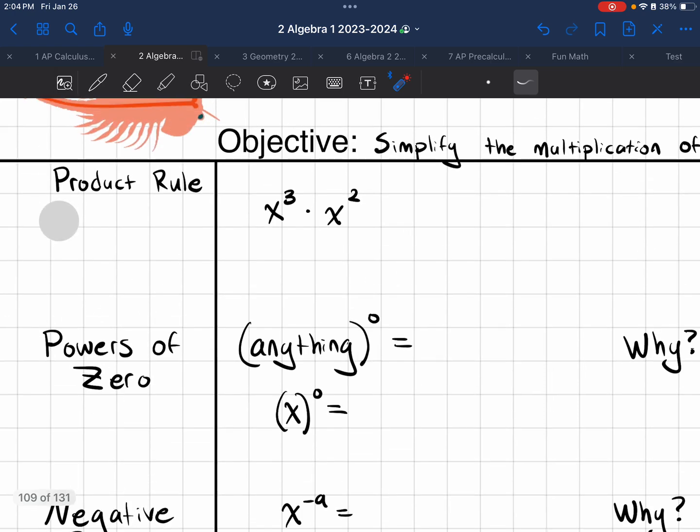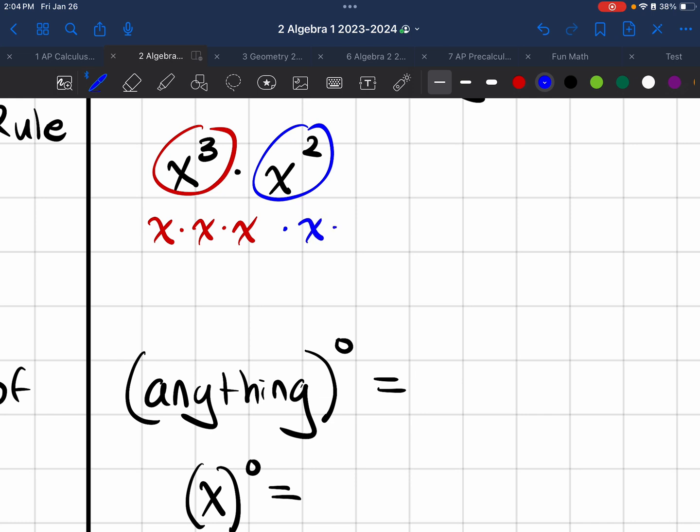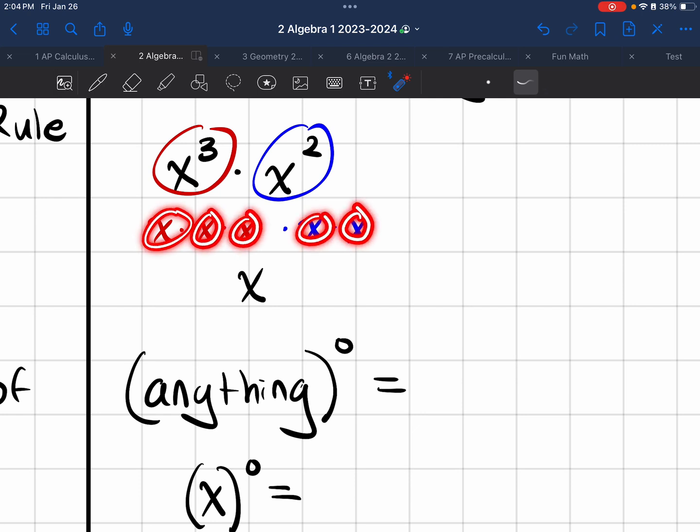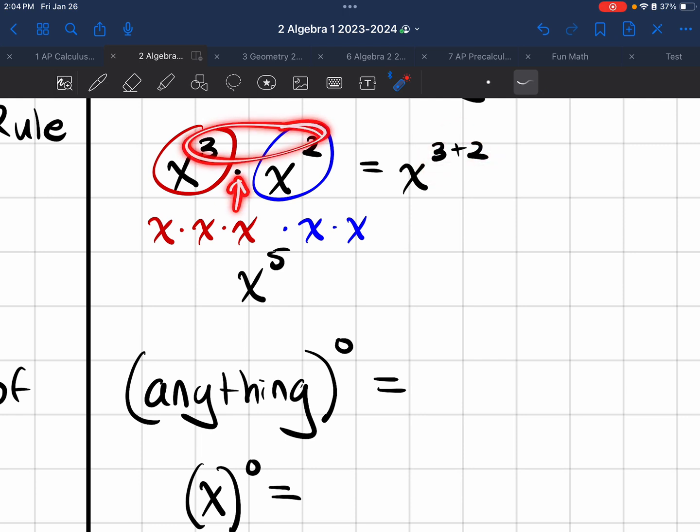So how do I think of x to the power of 3? Really, x to the power of 3 is x times x times x. How do I think of x to the power of 2? It's x times x. When I multiply these all together, I can say this is x to the power of 1, 2, 3, 4, 5, and this is really x to the power of 5. So really here, the shortcut is I'm supposed to do x to the power of 3 plus 2 in the exponent. This power up here, you'll always be adding whenever the bases are being multiplied.